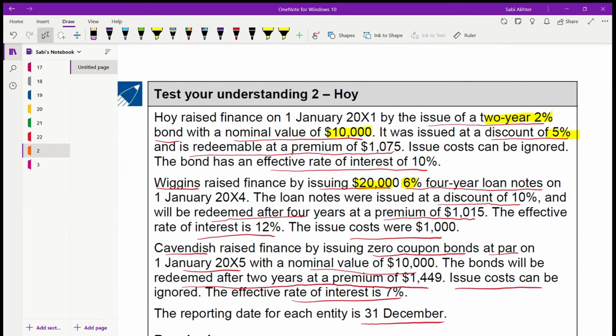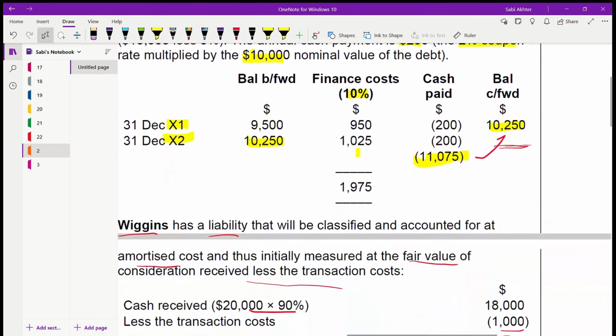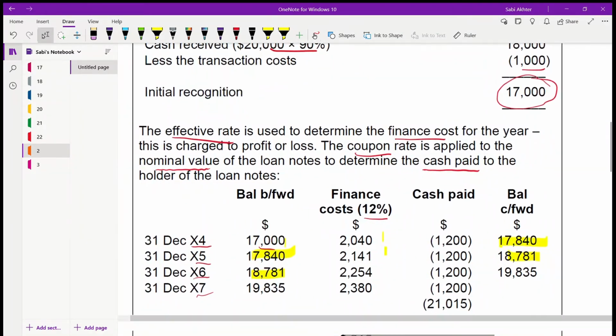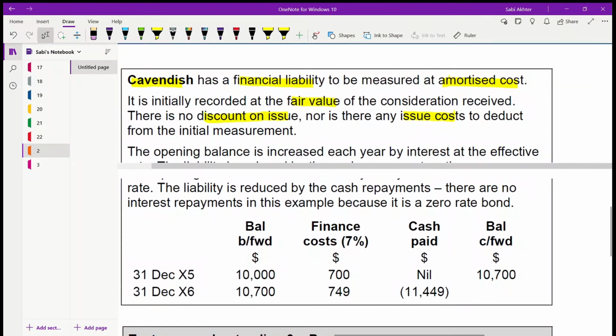This was a zero coupon bond at par. Zero coupon bond means no interest, no cash payment. At par means they will tell you whether it is issued at a premium or discount. At par means no discount, no premium. Okay, so there is no change. So what do you have to do? Only the effective rate you have to apply, and the opening balance will increase. That's it.